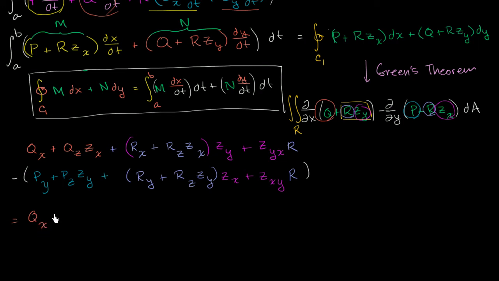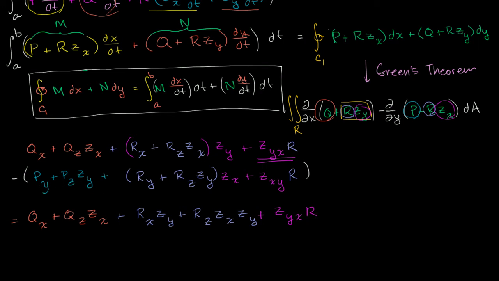The partial of q with respect to x plus the partial of q with respect to z times the partial of z with respect to x plus the partial of r with respect to x times the partial of z with respect to y, and then plus the partial of r with respect to z times the partial of z with respect to x times the partial of z with respect to y. And then we have this term right over here, which I'll just do in purple, plus the partial of z with respect to y, and then with respect to x times r. And now we're going to subtract all of this business right over here.